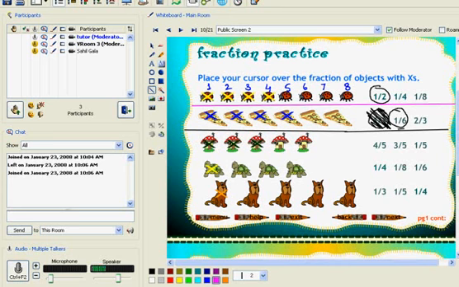Okay, let me help you here, Sahil. See, there are 1, 2, 3, and 4 slices marked out of 6. So the fraction becomes 4 over 6 and will be reduced to? 2/3. Right. Very good.